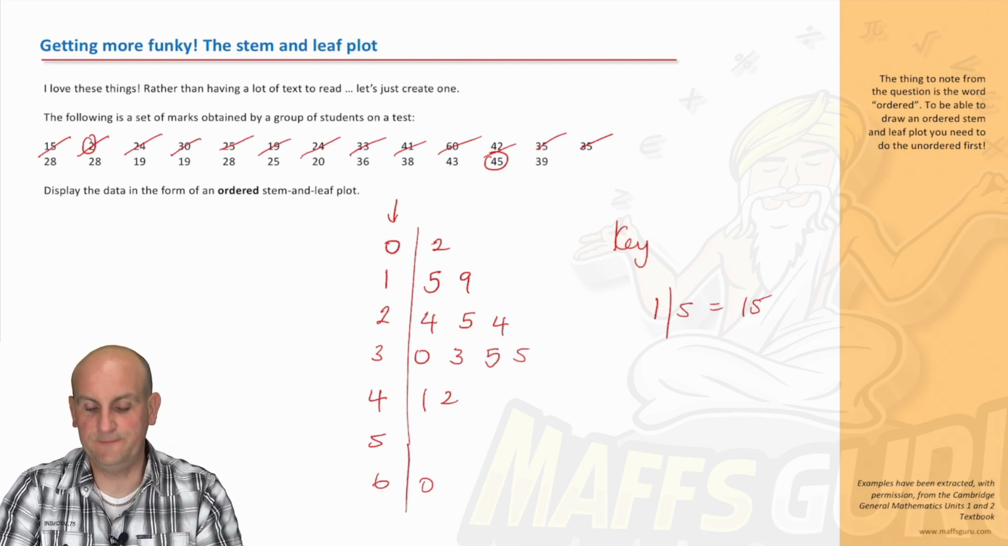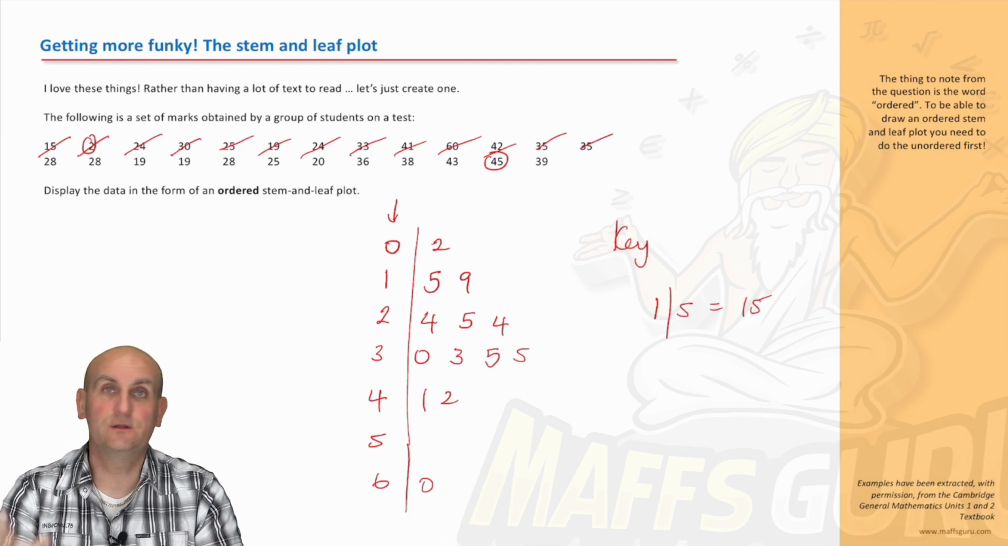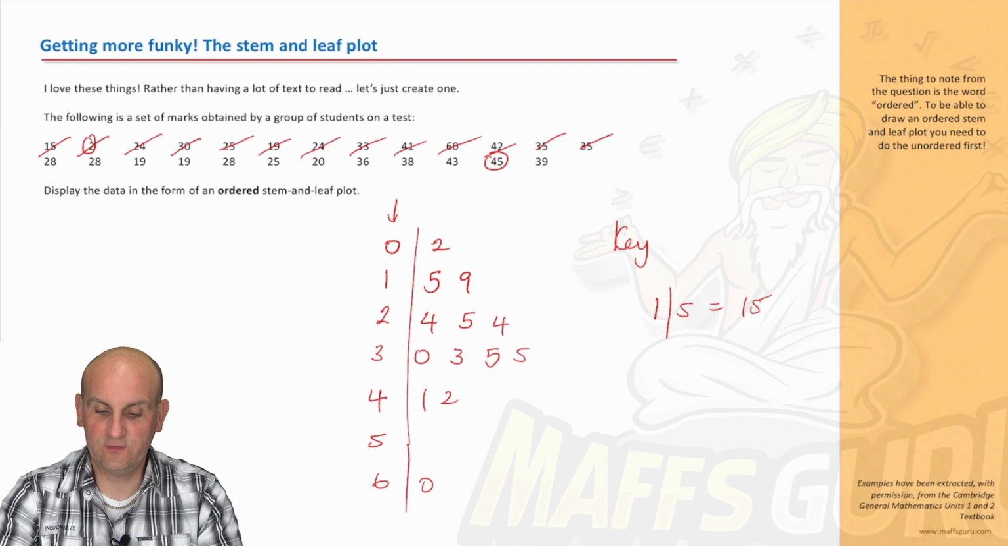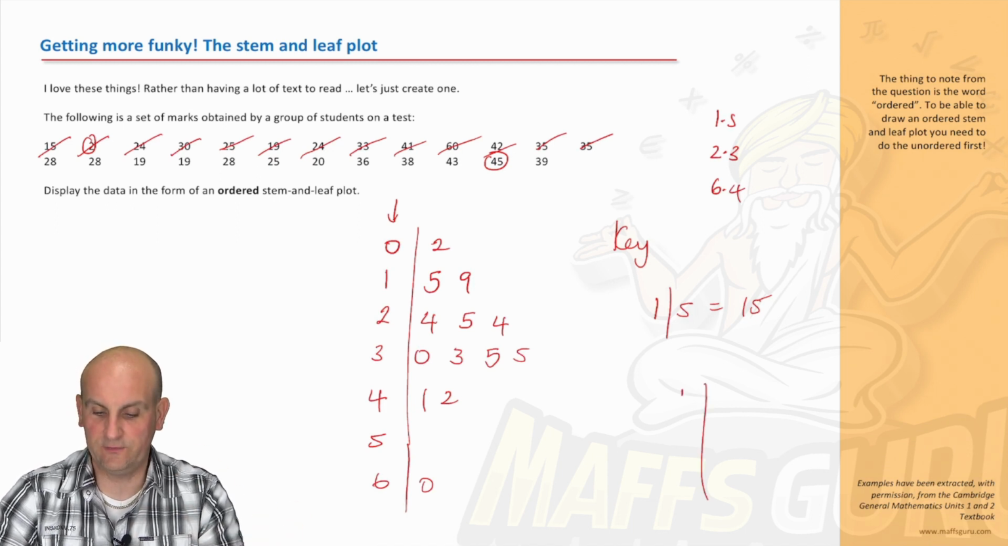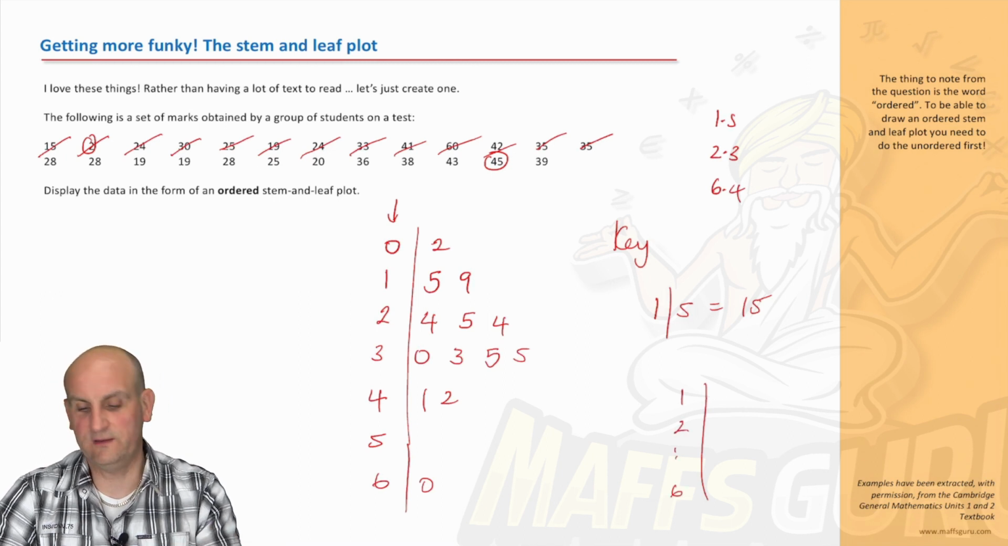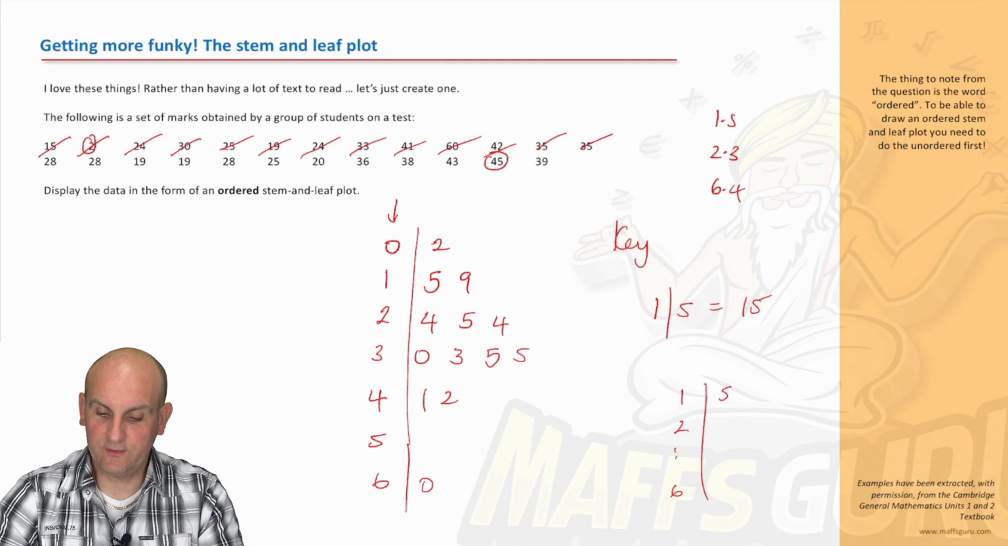Why have you written 15? Well, decimal numbers can also be expressed using a stem and leaf diagram. So for example, if I had the numbers 1.5, 2.3, 6.4, they get represented in this situation with the number before the decimal point going here, and the number after the decimal point goes on the other side of the line.